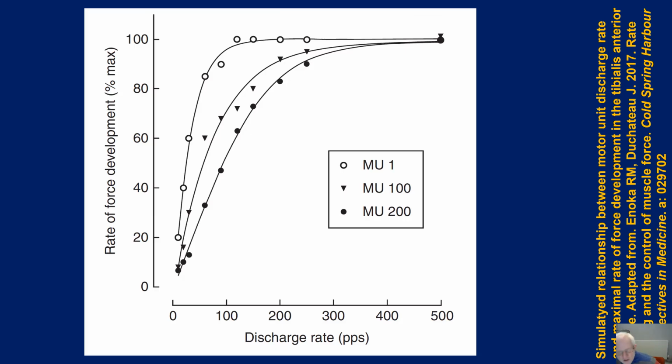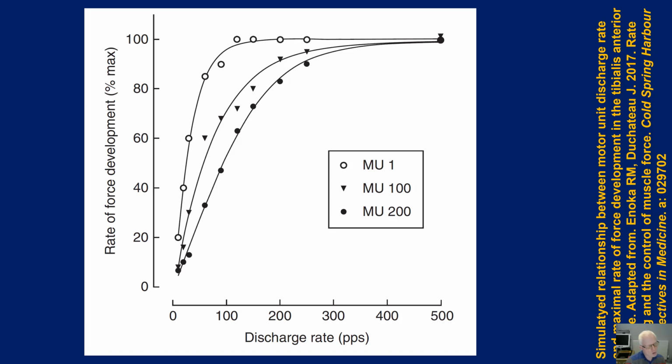So what you can see here is a really good example of this. You've got different examples, and it doesn't matter which one you pick, whether MU1, MU100, MU200. On the x-axis is the discharge rate, the rate at which the action potentials are discharged. On the y-axis is the rate of force development. And what you can clearly see is that as the rate of discharge increases, that's how quickly we send the electrical signals to the muscle, the amount of force we produce also increases.